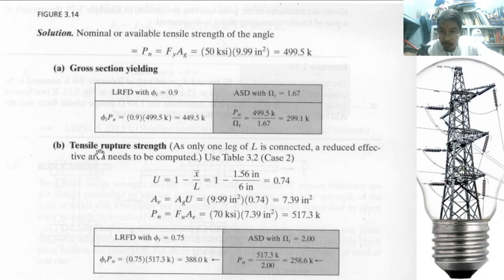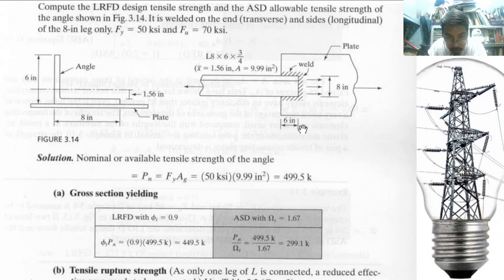Okay, next, we have to find the rupture strength. Therefore, first we need to find the net area from the gross area, because we are talking of welding. So what about the value of U? U is equal to 1 minus x bar over L, which is 1 minus 1.56 divided by 6. So L is 6. Where does the 6 come from? This is the longitudinal weld. This is the transverse weld, this is the longitudinal weld. So that is 6.